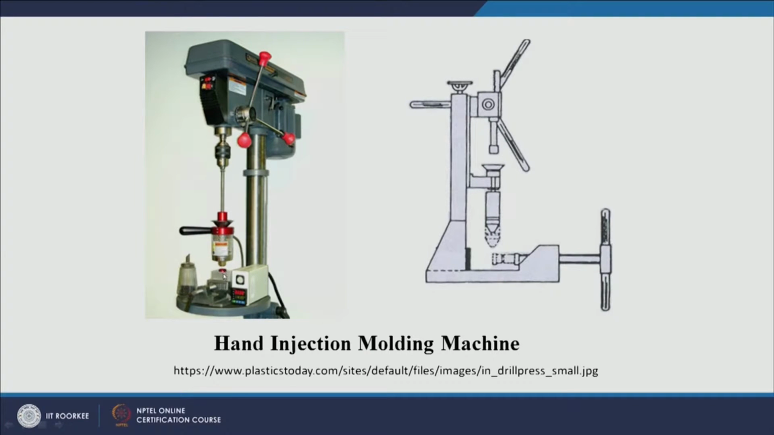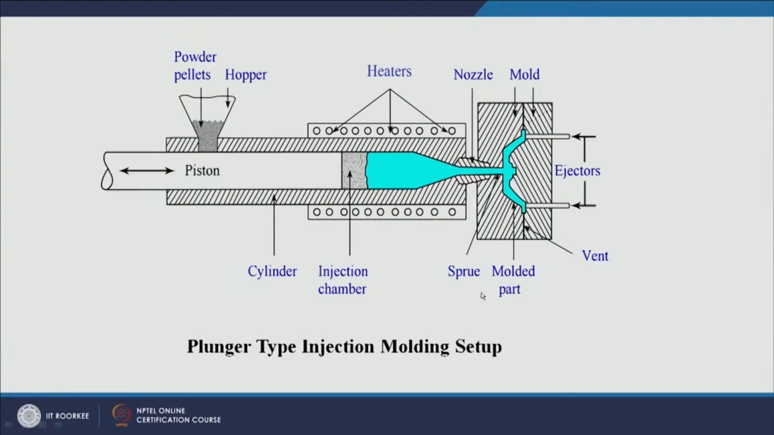has come out of the die. So this is, we can see, the most simple form of injection molding. So we have to heat the plastic, we have to push the plastic into the mold cavity, open the mold cavity to get the final product. So a simple type of injection molding machine.